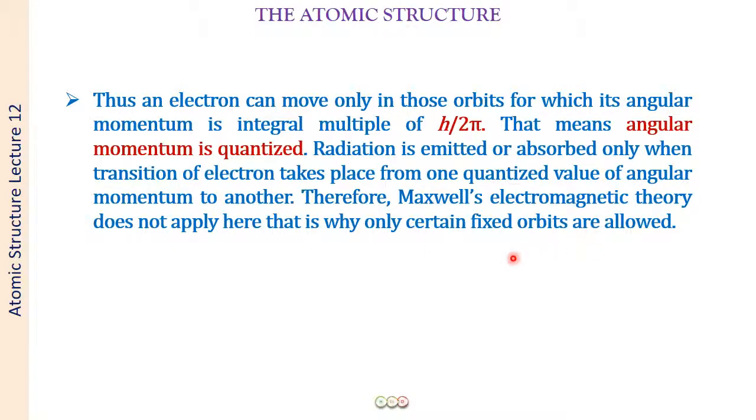So I hope this is clear that the angular momentum is quantized, and the electrons can move only in the orbits for which the momentum is an integral multiple of h by 2 pi. So this is very important.